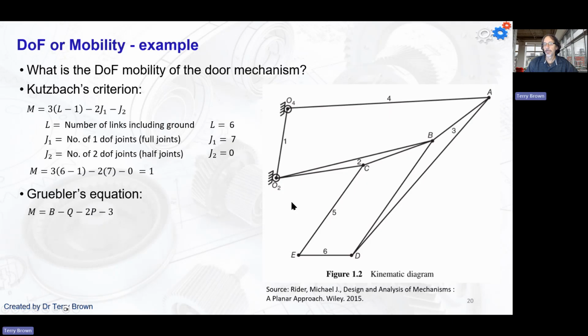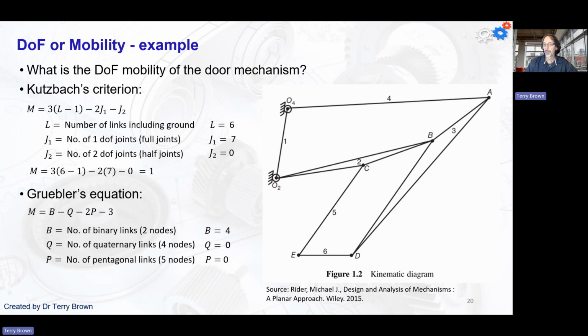If we apply Grubler's equation with those numbers, so what have I got here? A little bit different this time. The number of binary links, the number of links with only 2 nodes, we've only got 4 this time. So links 2 and 3 are not binary links. They're ternary links. We've got 3 nodes there. So 4 node links, we've got 0. 5 node links, we've got 0. Put that into Grubler's equation and we get a mobility of 1, which is what we expect.